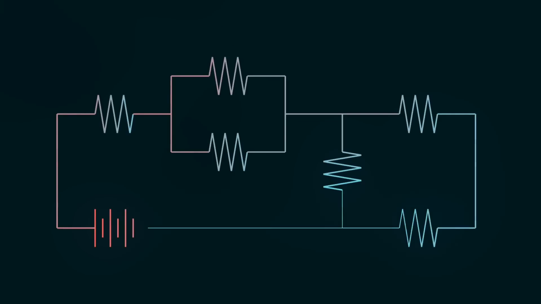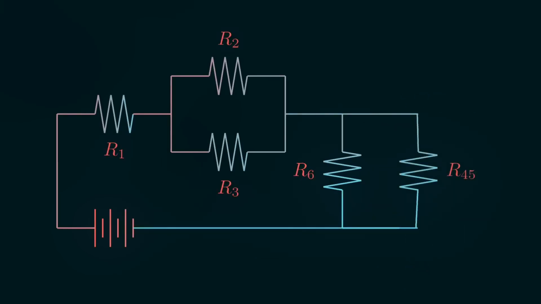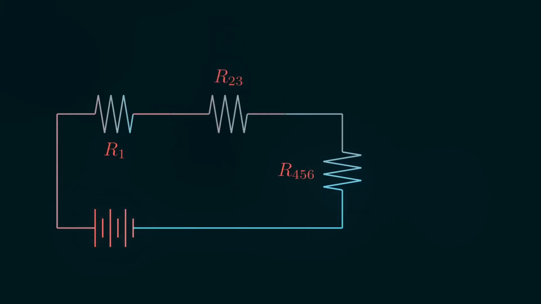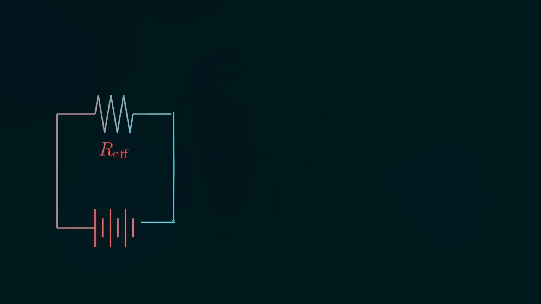So like this one right here. R4 and R5 are in series, one after the other, so we can add them up. R4,5 and R6 are in parallel, so we can add their inverses. R2 and R3 are also in parallel, so we can add their inverses. And lastly, we can add up the 3 remaining resistances since they're in series.